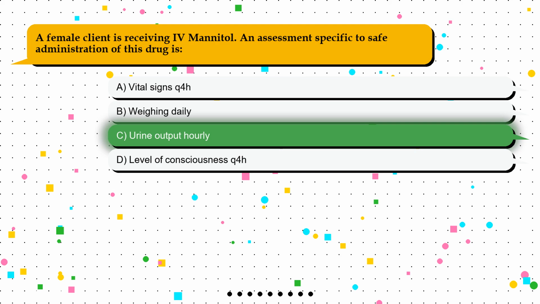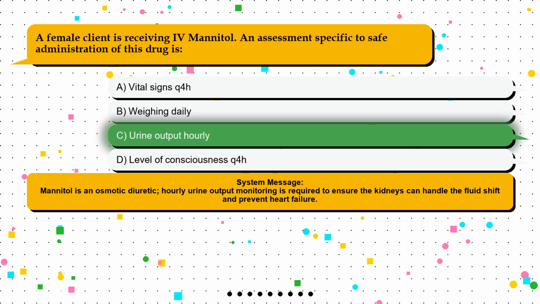The correct answer is option C, urine output hourly. Mannitol is an osmotic diuretic. Hourly urine output monitoring is required to ensure the kidneys can handle the fluid shift and prevent heart failure.